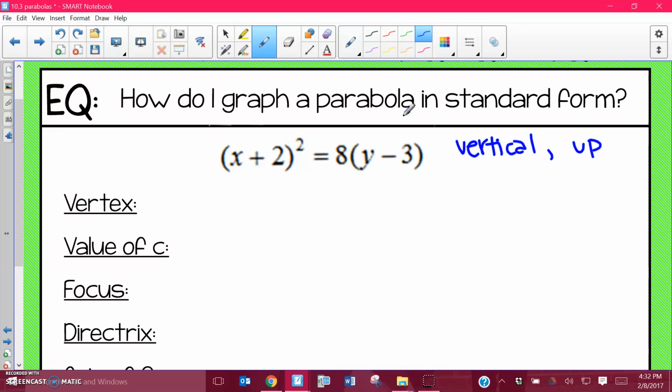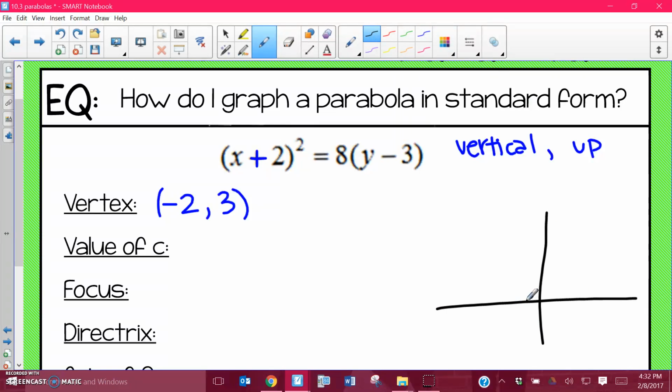Okay, so my vertex is again going to be with my x and my y coordinates. So with x, I have -2, because remember you changed the sign here. And then I'd have 3 as my vertex. Okay, so I'm going to go ahead and plot that point on a grid. Okay, and so here's my vertex. That's going to be the bottom of my parabola.